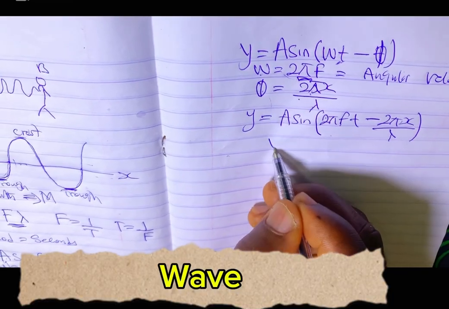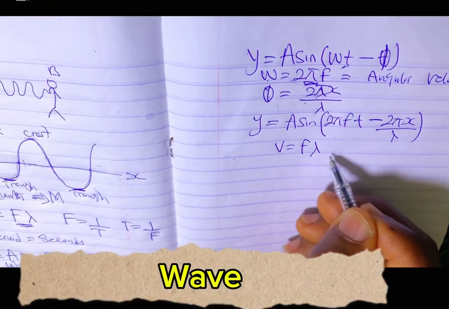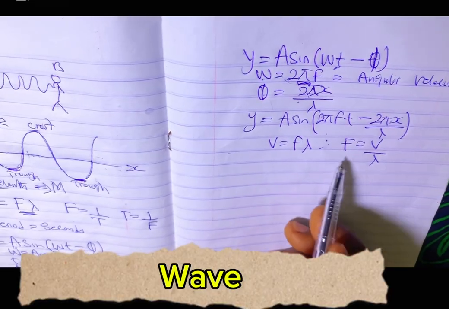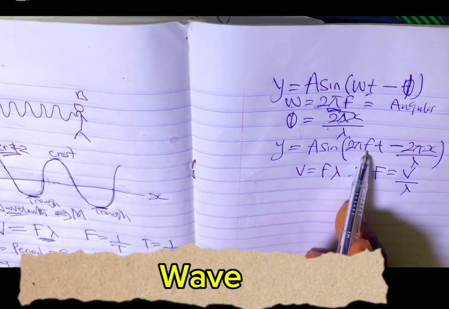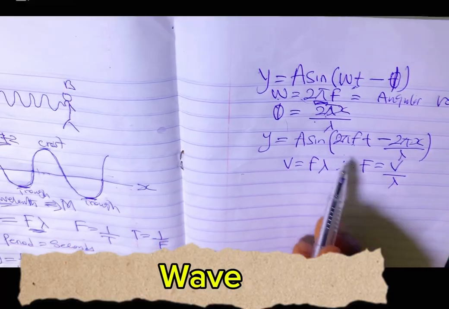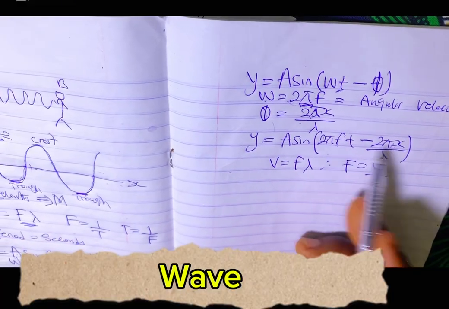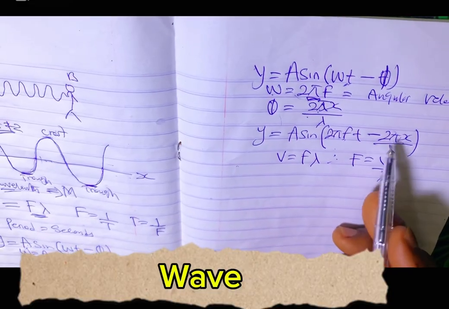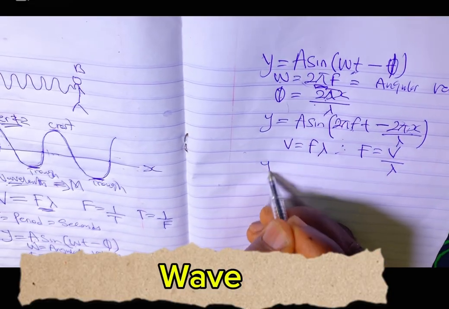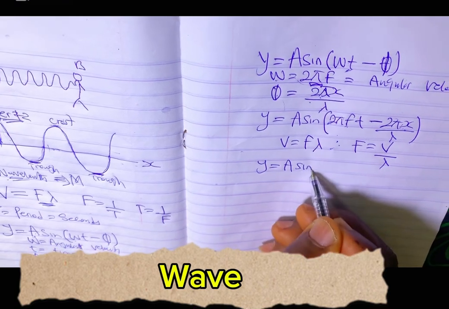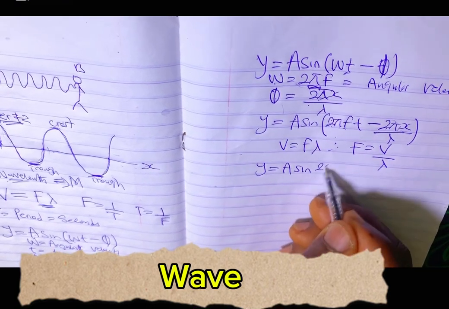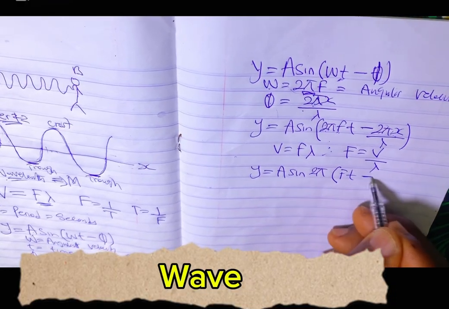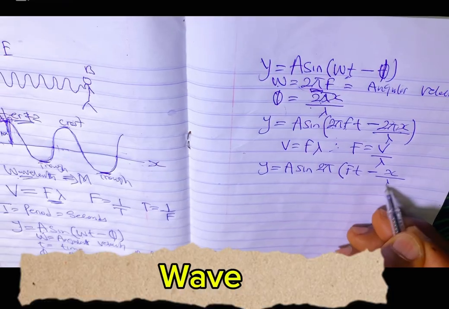We can move on by writing what f is. Remember, v equals f lambda. So therefore, f will be equal to v over lambda. Now, I'm going to substitute f in this equation, but we are going to do something before that. When you look at these two parts of the equation, you see we have a common factor, which is 2 pi, so we are going to factorize it. So we have y equals a sine, then we bring out one 2 pi, and then we close it. Now we are left with ft minus x over lambda.